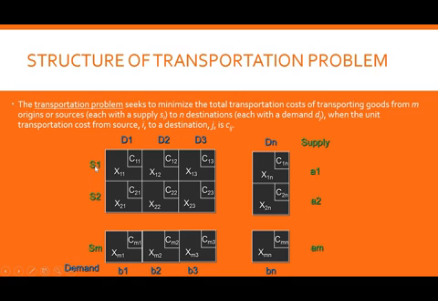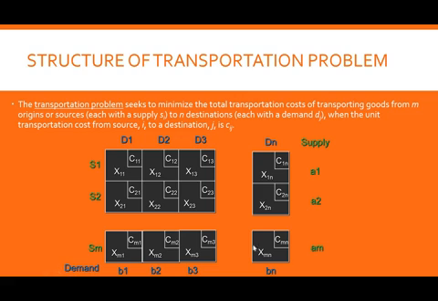Okay. For every source, I have an associated value called capacity or supply. S1 is able to supply A1 units. S2 is able to supply A2 units. SM is able to supply AM units. Okay. These are the capacities.